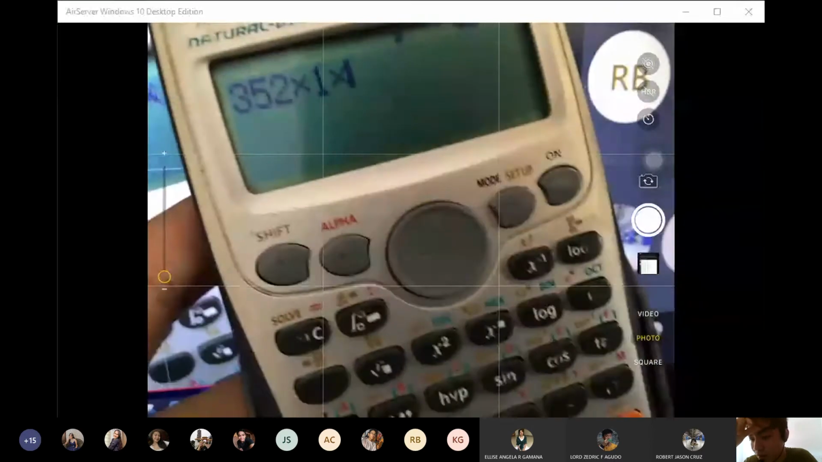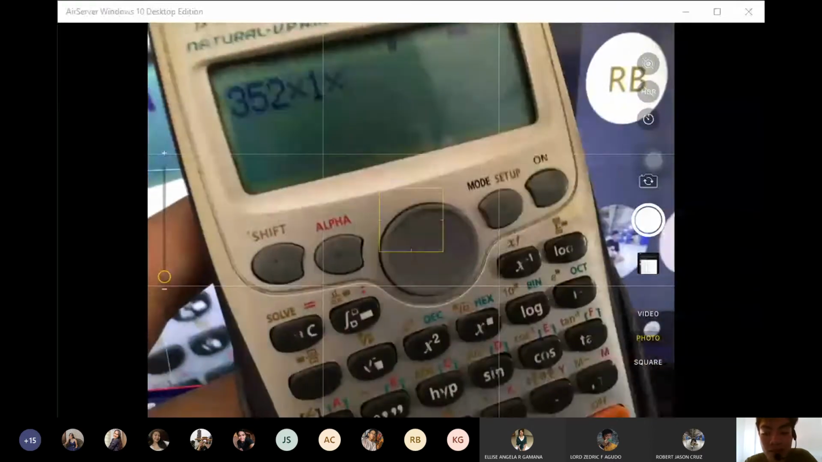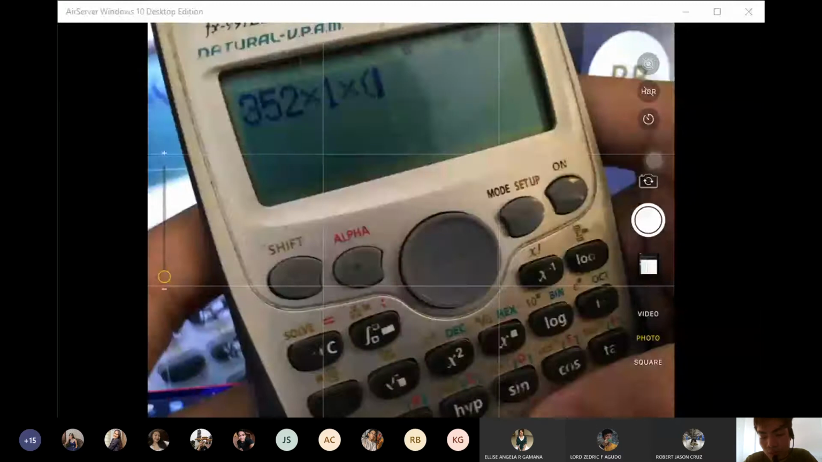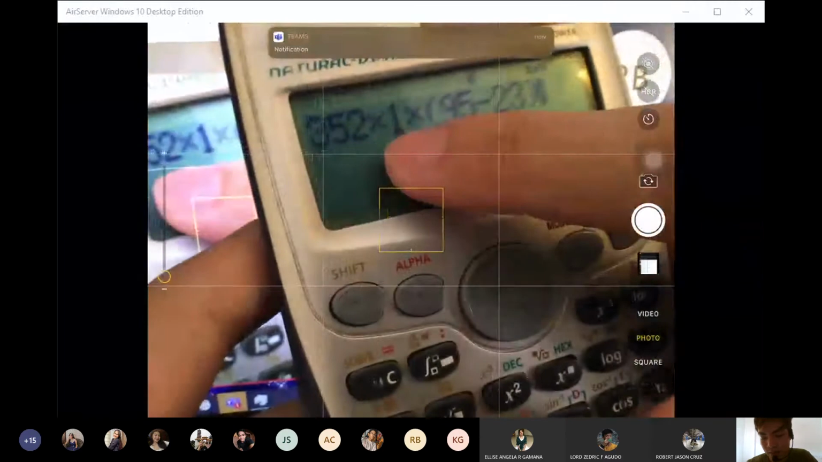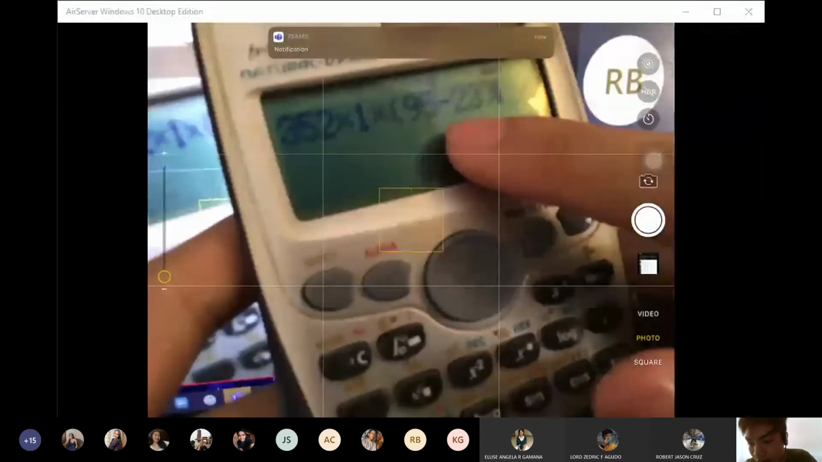You need parentheses to put in the change in temperature. So, open parenthesis, final temperature, which is 95, minus initial temperature, which is 23, then close parenthesis. This is the mc delta T.